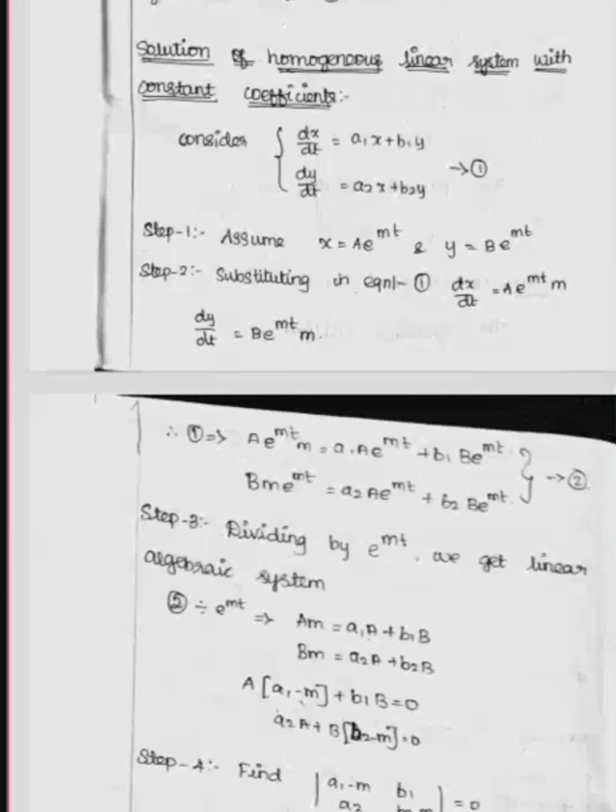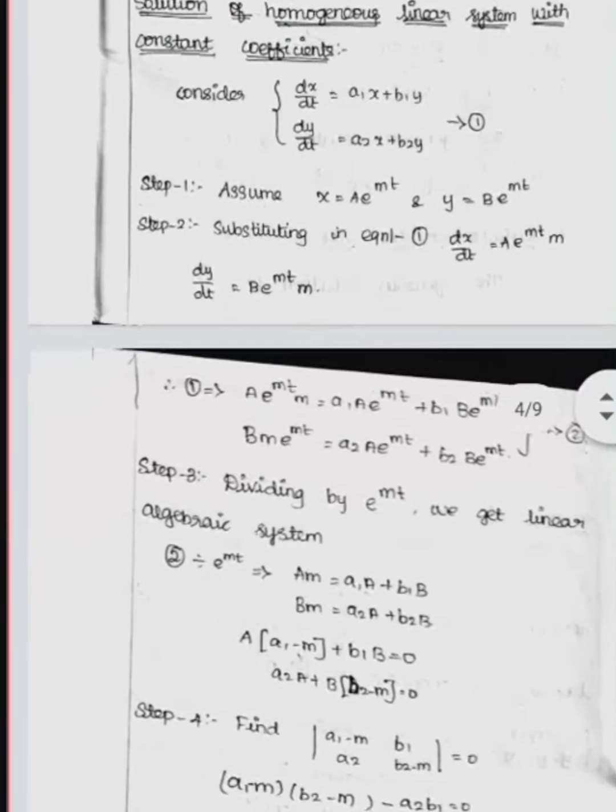Now you have to reduce this to a matrix form. For that, you have to equate the coefficient terms. In the first column, you substitute the coefficients of A, that is a1 minus m and a2. That is step 4.